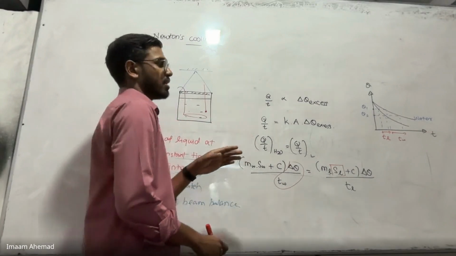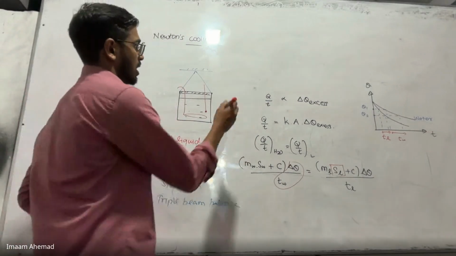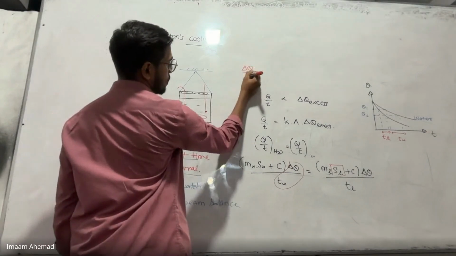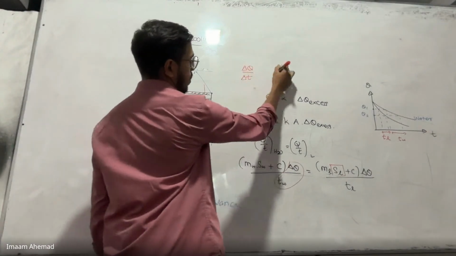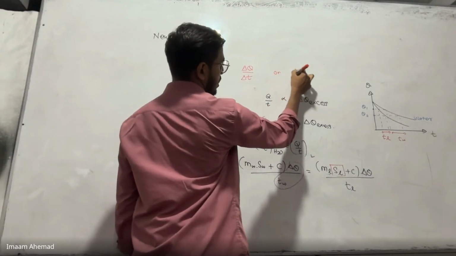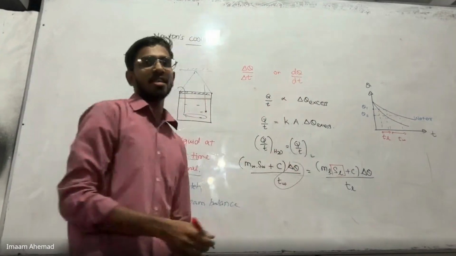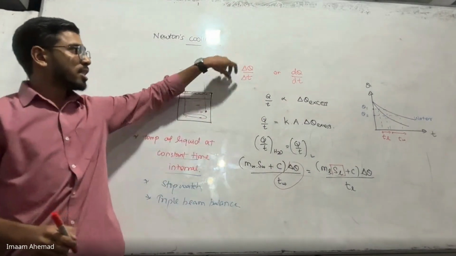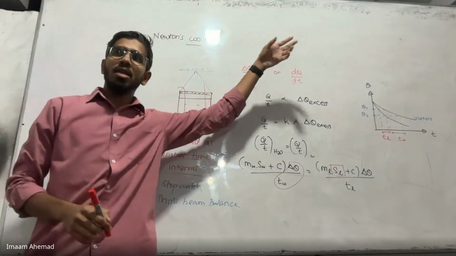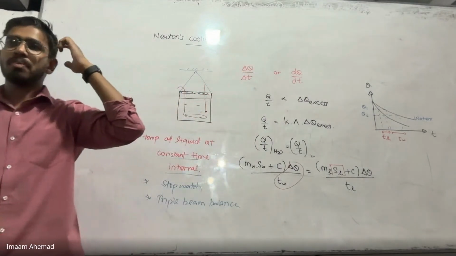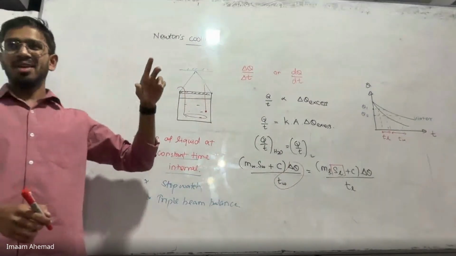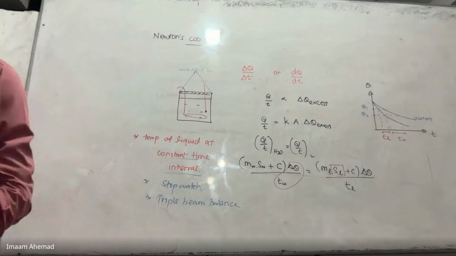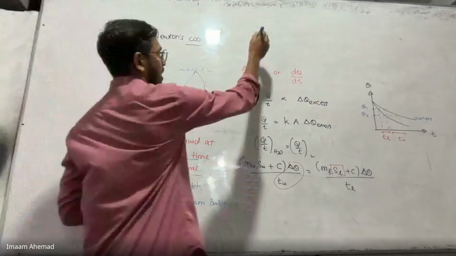Which one is better? Finding delta theta over delta T or d theta over dt. Which one is better? What is the difference between them? Delta theta over delta T and d theta over dt. What is the difference between them? Both of them look similar, but the difference is, now say we have a curve.